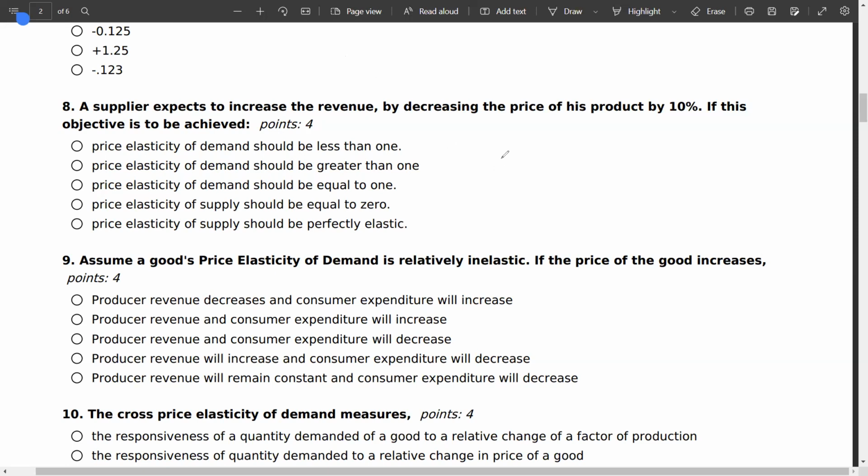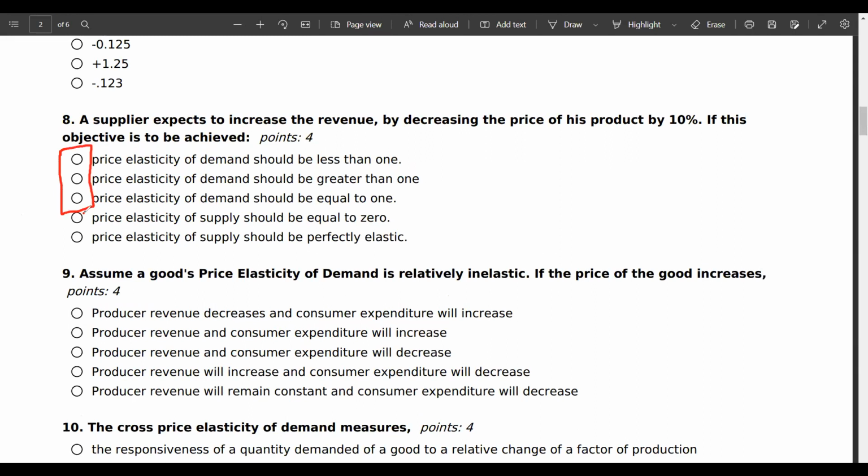Remember this one thing. In your A-level syllabus, in chapter 2, when you are studying PED, you might have come across this. Based on the types of PED, a price change can affect producers' revenue in a certain way. So this you learn under PED, not PES. So PES answers are anyway out. So it's about PED now. So the first 3 answers are the possible answers. And you have to remember this.